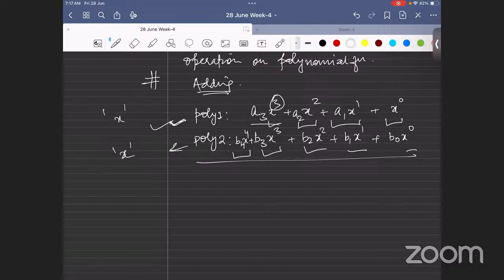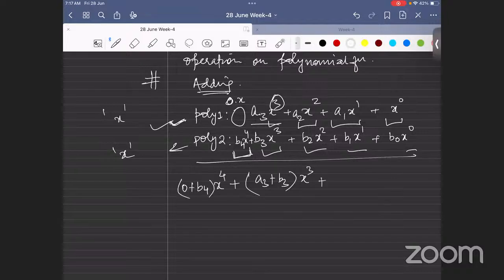So if you just have to add, you just take out wherever the degree is same, and you'll just be adding the coefficients. Okay, so here the degree is 3 for both. So you'll just add the coefficients a3 plus b3, and then x to the power 3. Similarly, for this case, as you don't have anything in polynomial 1, you just take 0 as the coefficient for the x to the power 4 degree. So you'll be adding 0 plus b4 and then x^4.